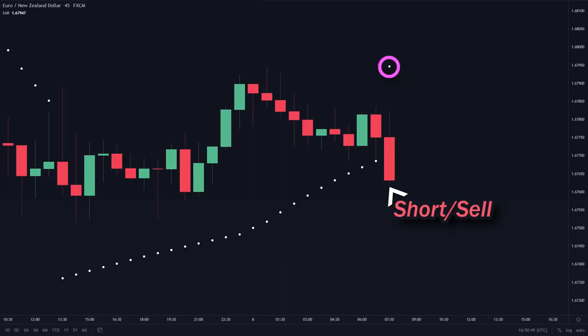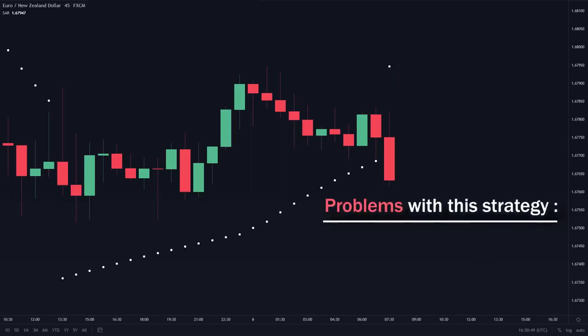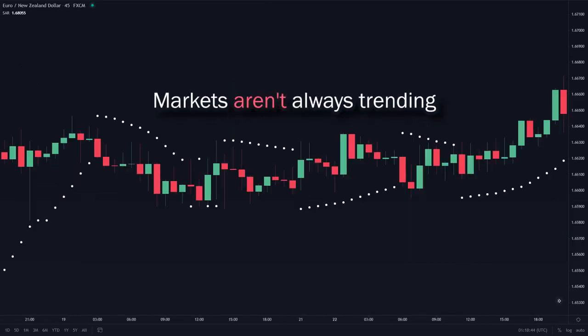Now, despite this being a famous strategy, there are actually a couple of problems if you use the indicator this way. Firstly, the parabolic SAR is a trend indicator, meaning it only works on trending markets. Remember, markets aren't always trending. It can also move within a range. And because the parabolic SAR is constantly showing signals non-stop, it means that it'll also show signals even when the market isn't trending. Let me show you an example.